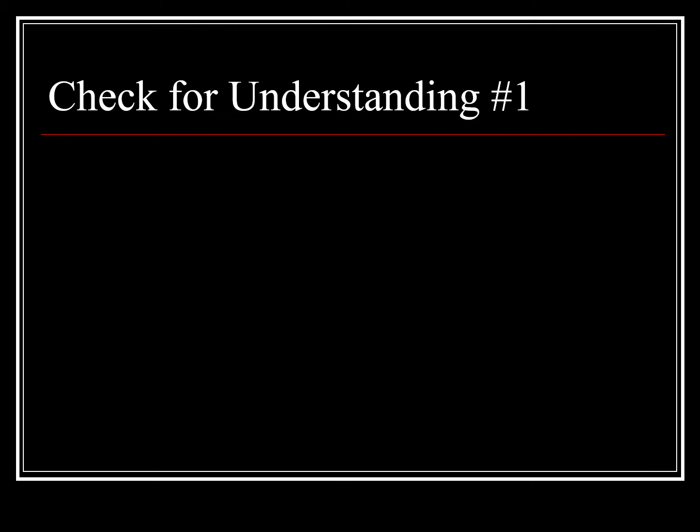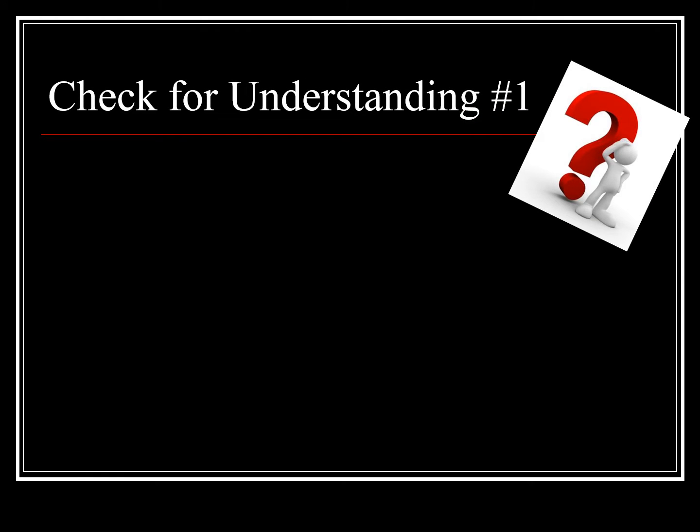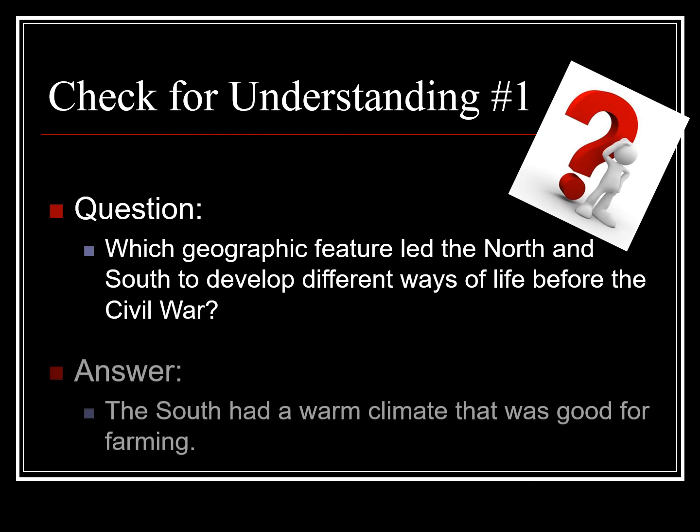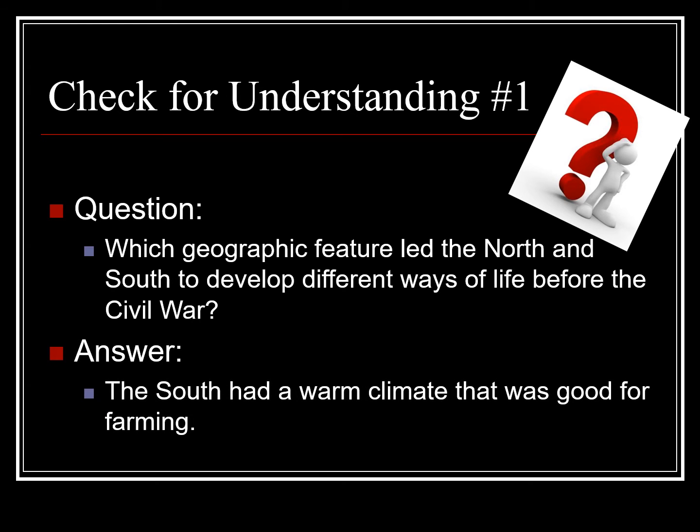Let's check for your understanding. Which geographic feature led the North and South to develop different ways of life before the Civil War? The correct answer: the South had a warm climate that was good for farming.